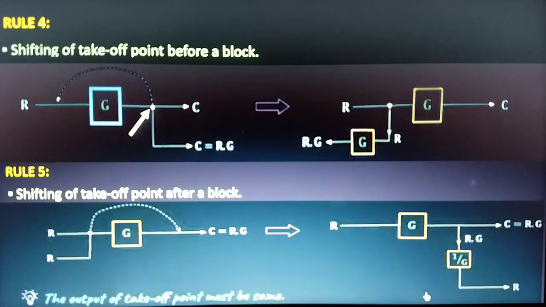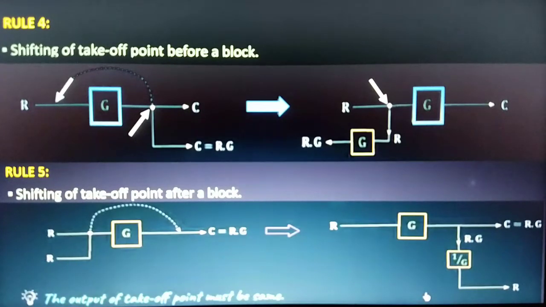Now if we wish to move this takeoff point before this block, then in that case we need to make some changes in the block diagram representation. Let's consider the block diagram representation once more. First is the block of gain g, and let us assume that we have shifted this takeoff point before the block without any changes. Then what will be the output of this takeoff point? Yes, it will be equal to r, because it is connected to the branch having input r.